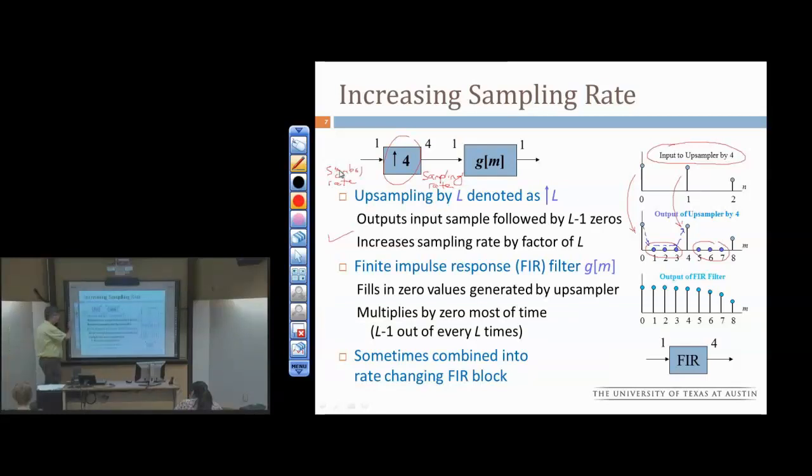This is an increase by a factor of L. Downsampling decreases that rate by a factor of L. But if we combine upsampling and downsampling, we can get any rational rate change. If for some reason you had control over the whole system and you were sampling at that sampling rate in the first place, you would not need the upsampler in that case. Is that correct? Yes, that's right. Then you wouldn't need it. L is 1 in that case. Upsampling by 1 doesn't do anything. It just copies input to output.